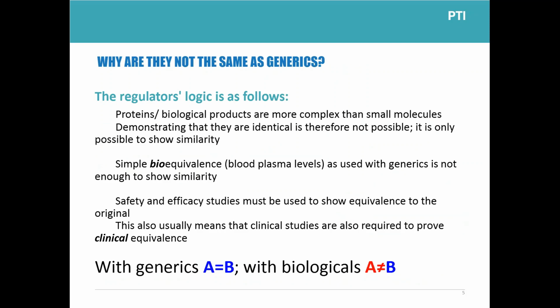Proteins and biological products, as we've seen, are very much more complex than small molecules, and therefore demonstrating that they are indeed identical just is not possible. What is possible is to show similarity. And that's, as I said, because even the originator products differ from batch to batch very slightly from one another, and even they could not be shown to be identical to the product produced in a similar batch.